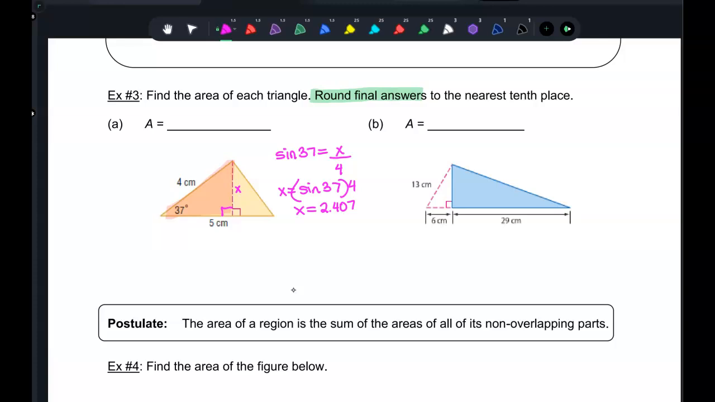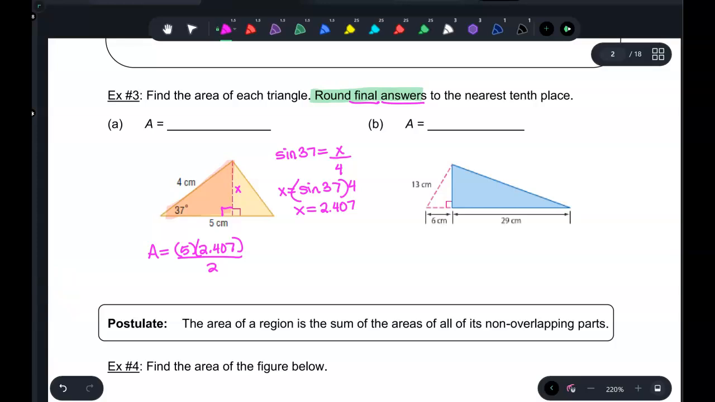I don't get it. Why would it say to the 10th place? Okay, so what I highlighted here are final answers. We call these intermediary steps, meaning these are steps to get to the final answer. So if I start rounding the height to the 10th place and this to the 10th place, then the final answer is going to be off by more. So when we plug this into our calculators, I'm going to use the 5, the 2.407, and I'm going to divide by 2.